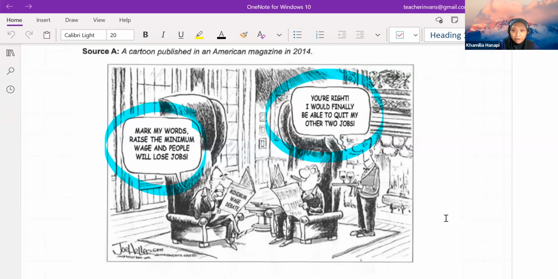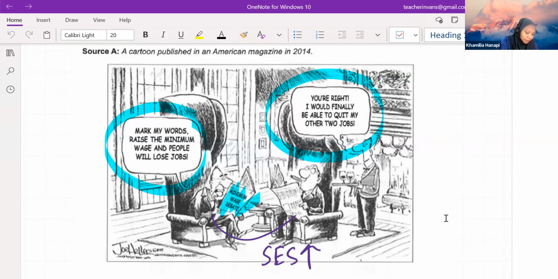So if you look very carefully at the newspaper there, minimum wage debate. So there is a debate. So who are these people in this big sofa? They are people who are basically the higher SES, correct? The rich people, all right? The people with the money. And they say that, oh, when you raise the minimum wage, people will lose jobs. Such an irony, right?